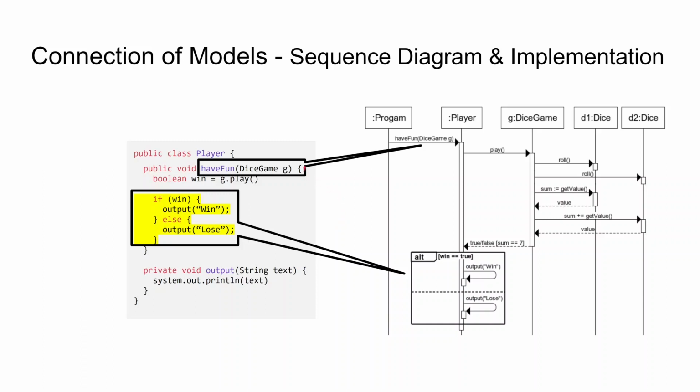To further detail, we have the message have fun, and it sends an object of type dice game to the player, and the player inside of this operation can then use this dice game object to send the message play to it. We can also show quite detailed the execution path of this if statement using this alt frame that shows what should happen if we have a win or what should happen if we don't have a win. And there are different types of frames for loops and such things also.